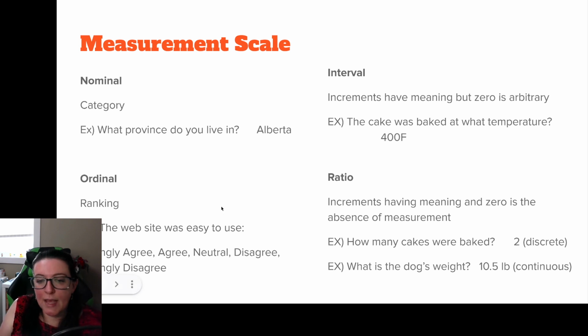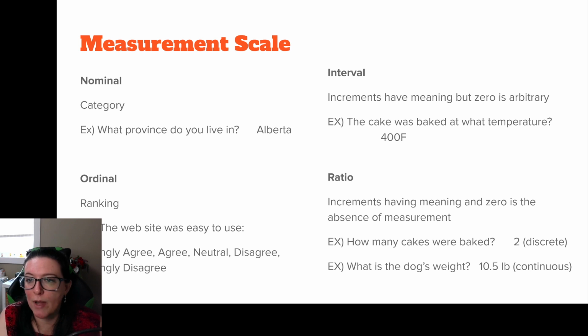So with the Likert scale, and we'll talk later in terms of analysis of ordinal type data, there are different analytical methods if you identify that you have ordinal data. Interval data has increments, so we have numbers here, and there is a meaning to how far apart the numbers are, but the number 0 is arbitrary.